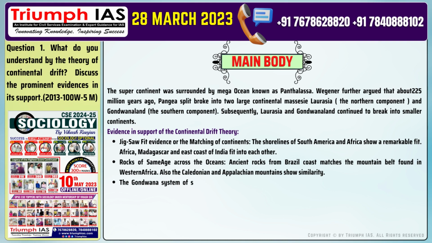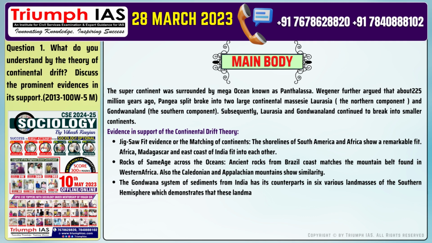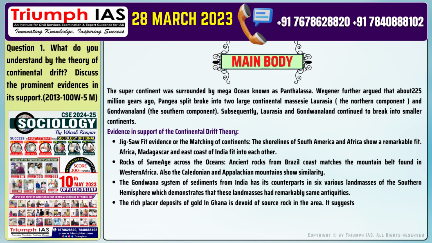Number 3. The Gondwana system of sediments from India has its counterparts in six various landmasses of the southern hemisphere, which demonstrates that these landmasses had remarkably the same antiquities. Number 4. The rich placer deposits of gold in Ghana are devoid of source rock in the area. It suggests that the gold deposits of Ghana are derived from the Brazil Plateau.